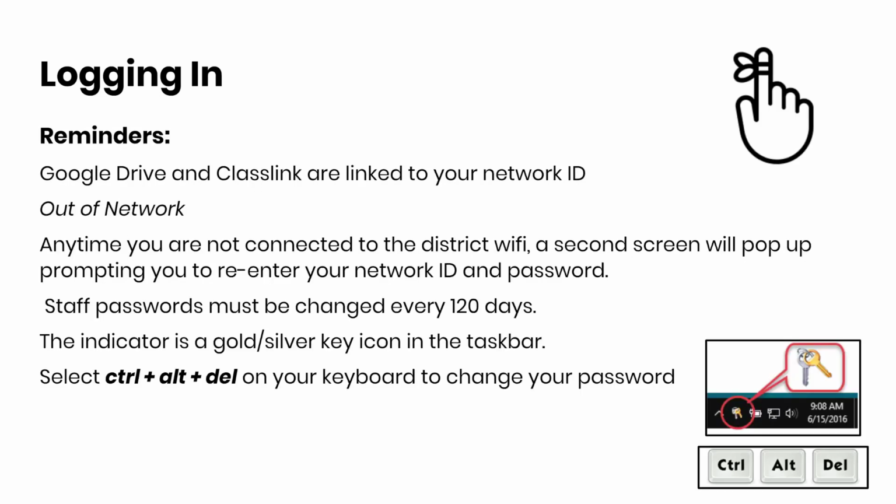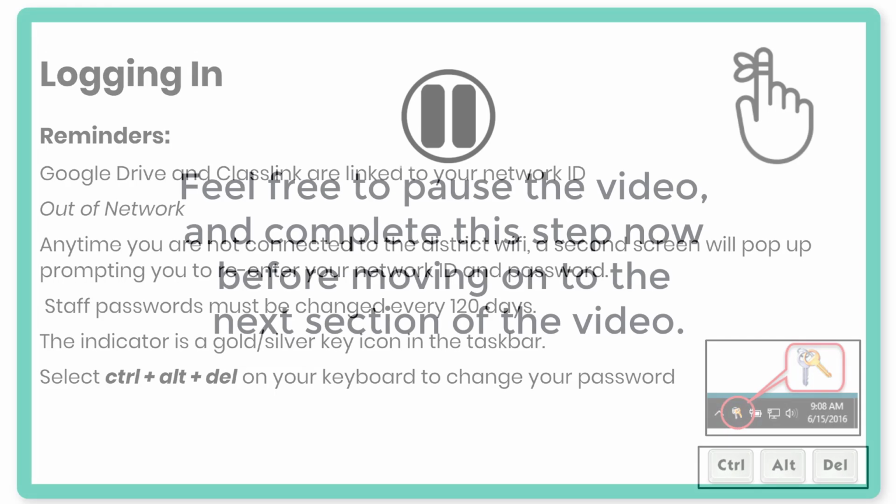A few reminders. Google Drive and Classlink are linked to your network ID. When you're not connected to the district Wi-Fi, a second screen will pop up prompting you to re-enter your network ID and password. Staff passwords must be changed every 120 days. The indicator is a gold, silver key icon in the taskbar. There's a picture to the side that shows you what this looks like and where it's found. Select Ctrl-Alt-Delete on your keyboard to change your password. Also remember that you will only be able to change your password while on the district Wi-Fi. If you need more help with this, please reach out to your instructional technology specialist or help desk.